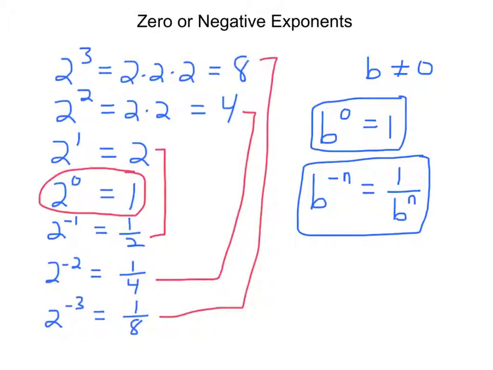And a third one is if you had 1 over b to the negative n, that should be the reciprocal of b to the negative n, and that's going to come out to be b to the positive n.